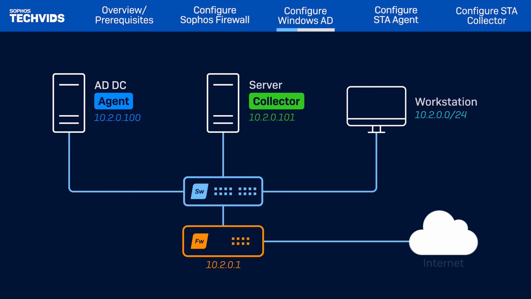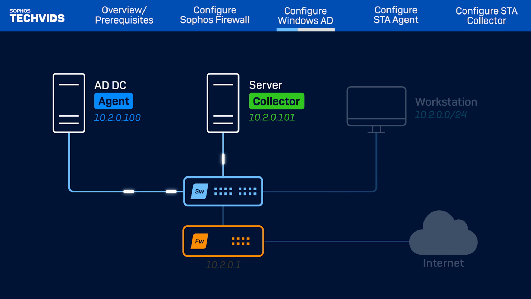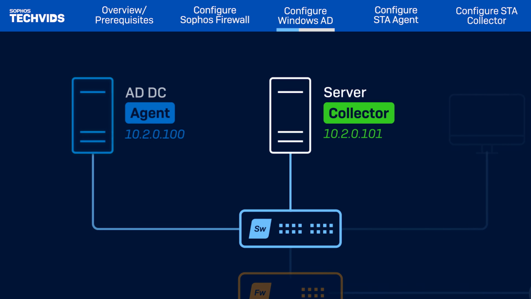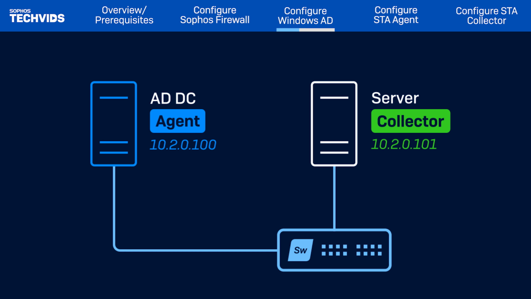Next, configure a Windows firewall rule to enable traffic between the STA agent and the STA collector, as well as between the STA collector and the Sophos firewall. Start by setting up the firewall rule on all servers where the agent and collector are installed. The agent needs to establish outbound connections on TCP port 5566 and UDP port 50001, and it should accept inbound connections on UDP port 50001.